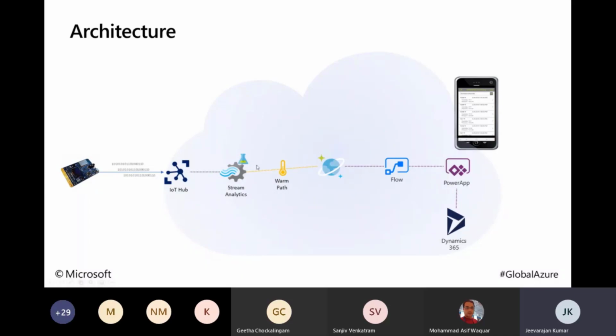I had not mentioned the Power BI here, so I just added that. We have another Stream Analytics job to send it to Power BI as well. And from Cosmos DB, the Power Apps retrieves the same data through Flow, Microsoft Power Automate. But this can be extended with Dynamics 365 as well, but let's not go into detail on that now.